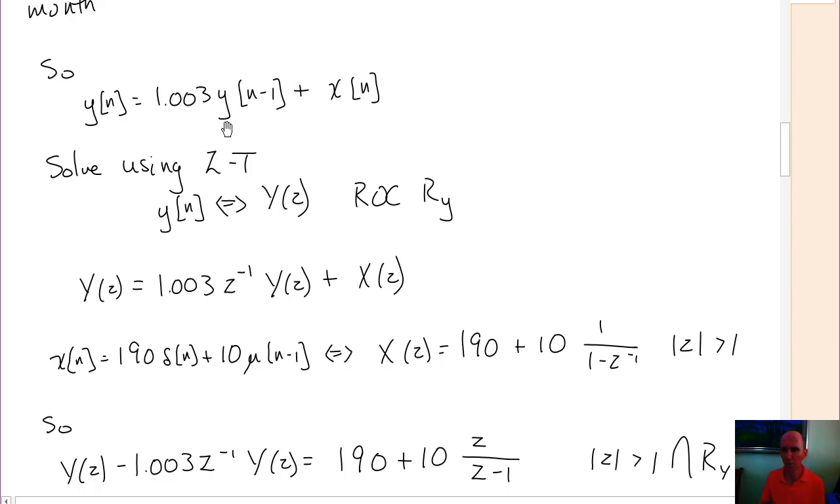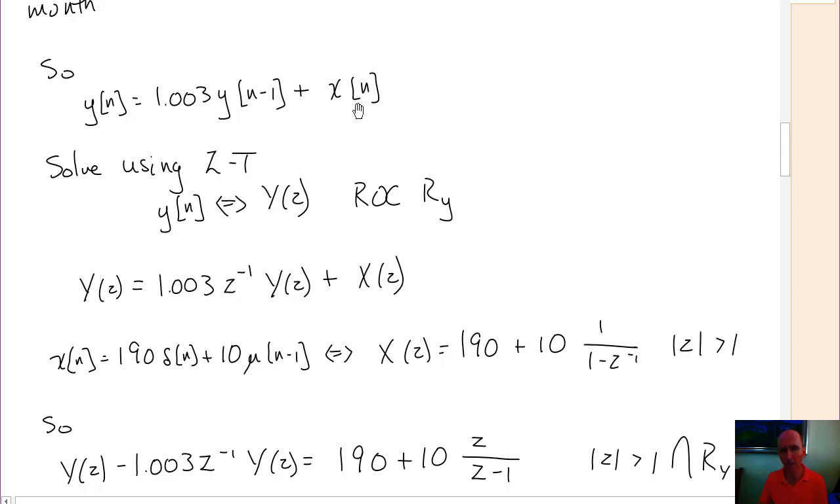We know from our study of the properties of the z transform that if we multiply by a constant in time, we multiply by the same constant in the z transform. We also know that if we shift by 1, remember the shifting property, we multiply by z to the minus 1 in the transform domain. So y of n minus 1 transforms into z to the minus 1 Y of z.